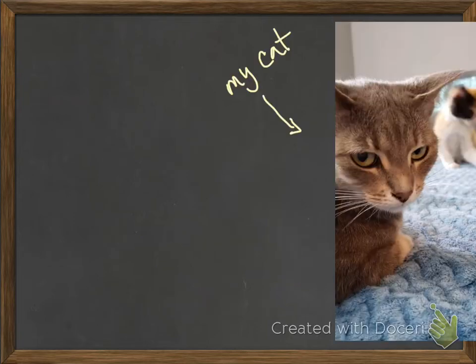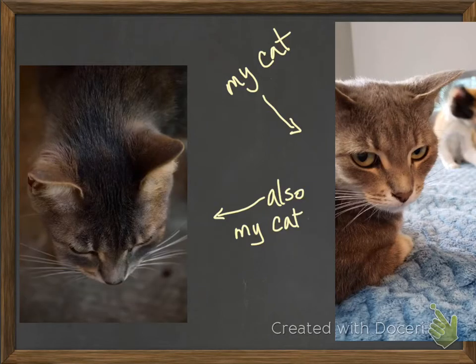As an example, this is my cat, and this is also my cat. Same cat, different view. So you see different features, you get a different picture of the whole thing.